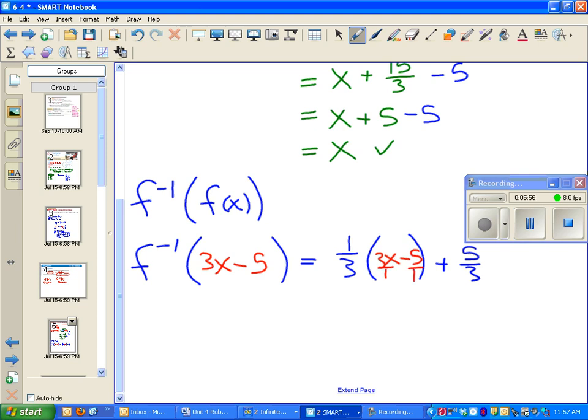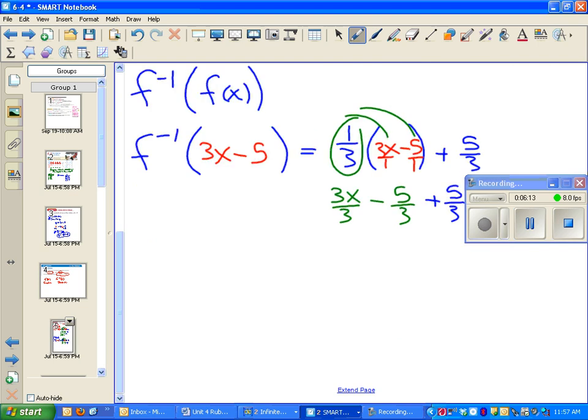So we're going to multiply the fractions again. When I do that, I'm going to distribute. So this is 3x over 3. And 1 times negative 5 is negative 5. And 3 times 1 is 3. And then plus 5/3. Right, so when I simplify that, 3 over 3 is 1. So this is 1x or just x. And then negative 5/3 plus 5/3 is 0. So in the other direction, we still get x. So we can verify that those are inverses of each other.